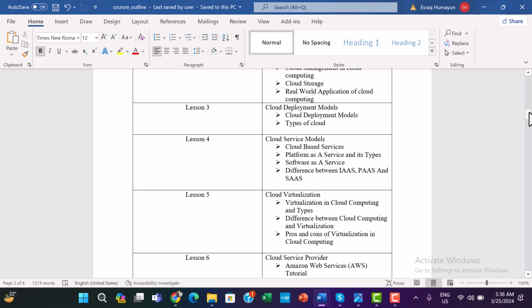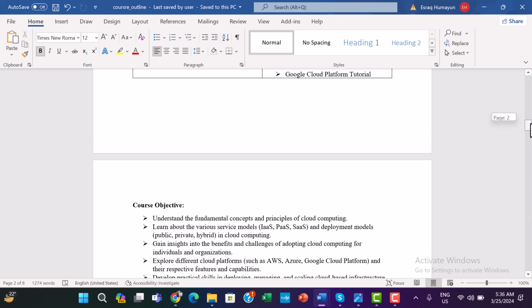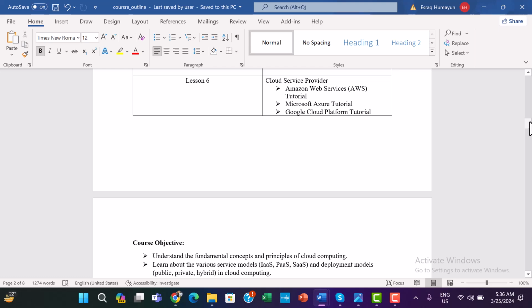In lesson 5 we'll go for cloud virtualization: virtualization in cloud computing, the difference between cloud computing and virtualization, and the pros and cons of virtualization in cloud computing. And in our sixth lesson we will go for cloud service providers like Amazon, Azure, and Google platform, which we'll learn.